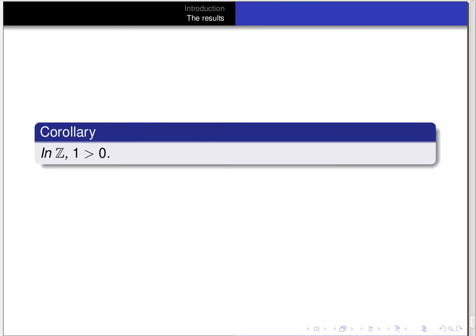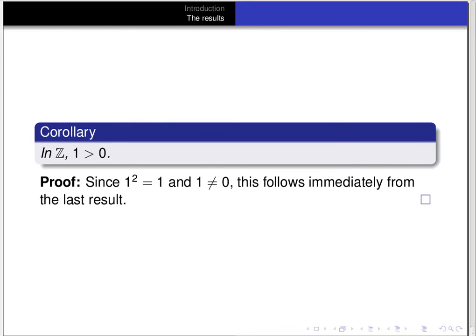So finally, we come to the title theorem of the video. In the integers, 1 is greater than 0. All right? And it's an easy corollary of the last corollary. 1 squared is equal to 1, and 1 is not equal to 0. So we know it's a non-zero integer, and so we know its square is greater than 0. In other words, 1 squared is greater than 0, and 1 squared equals 1, so 1 is greater than 0.